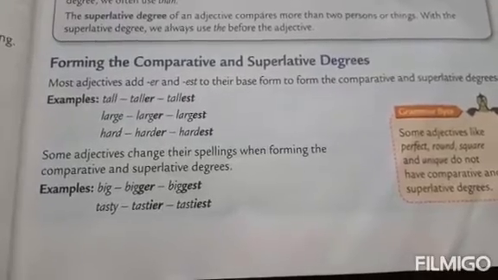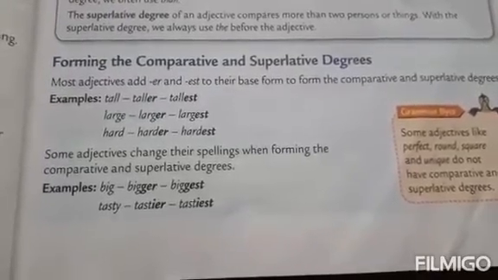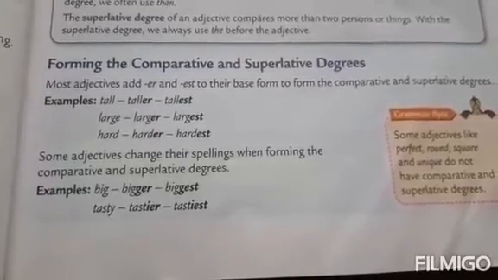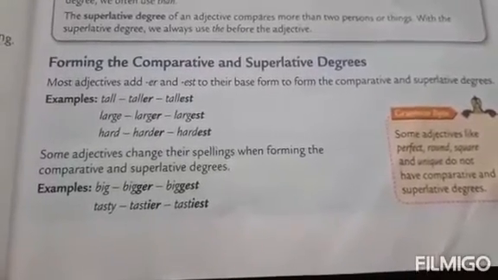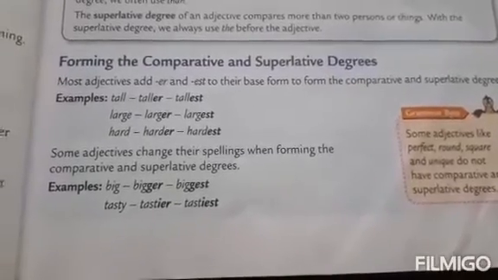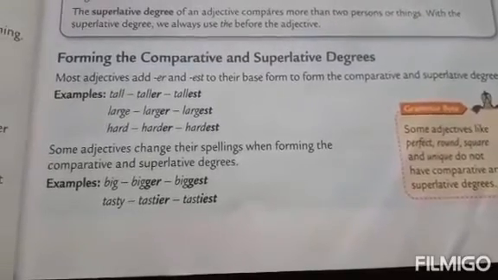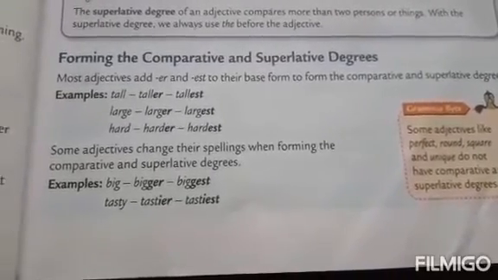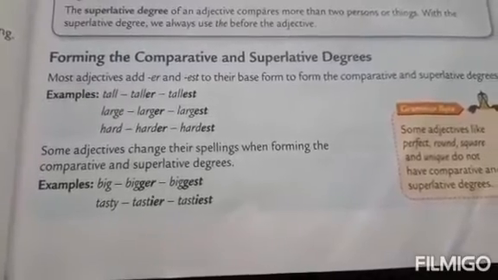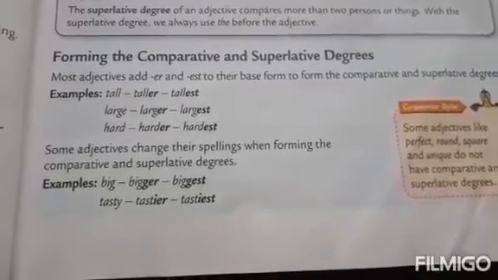Next, moving on, we will learn how to form the comparative and superlative degree. So let's see with examples. Most adjectives add er and est to their base form to form comparative and superlative degree. For example, tall, taller, tallest. Er and est is added to the base form of adjective. Large becomes larger, largest.